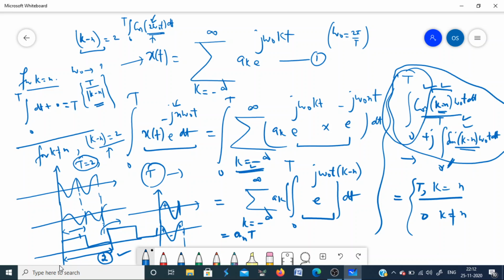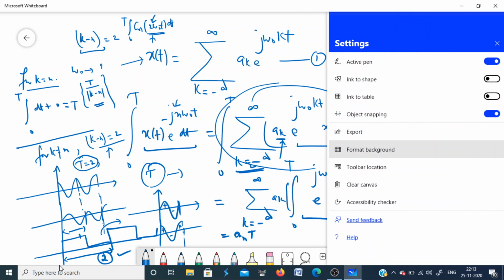When k is equal to n, you will get an, and this entire right-hand side will become T. For all other values it becomes 0. Okay, so you get this relation now: the integration from 0 to T of e raised to power j(k minus n) omega naught t dt is equal to T when k is equal to n, and 0 when k is not equal to n.